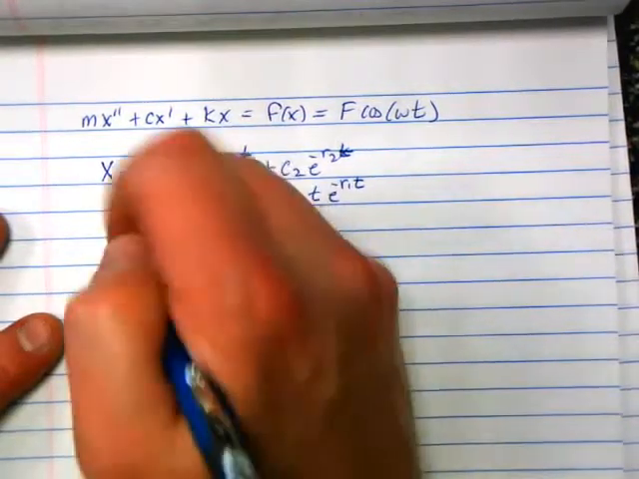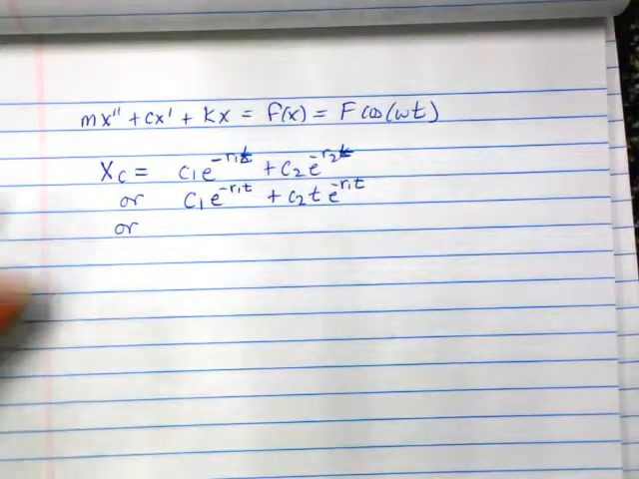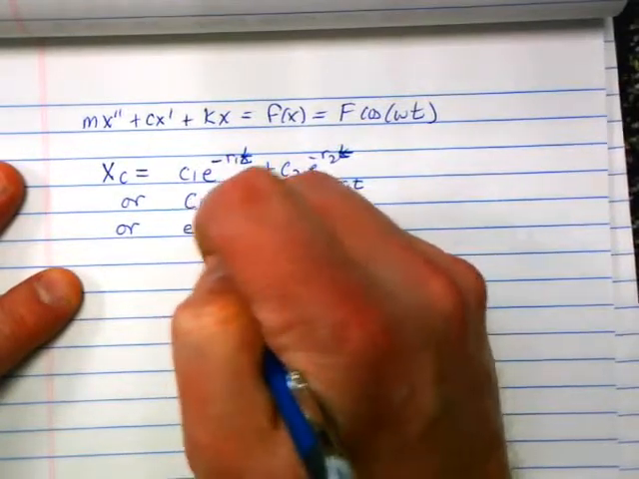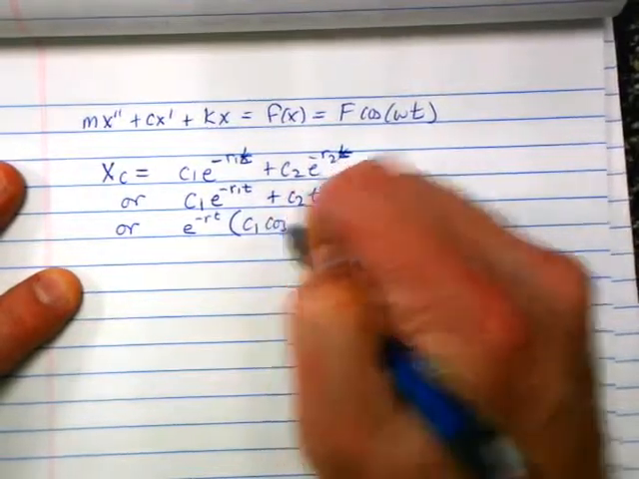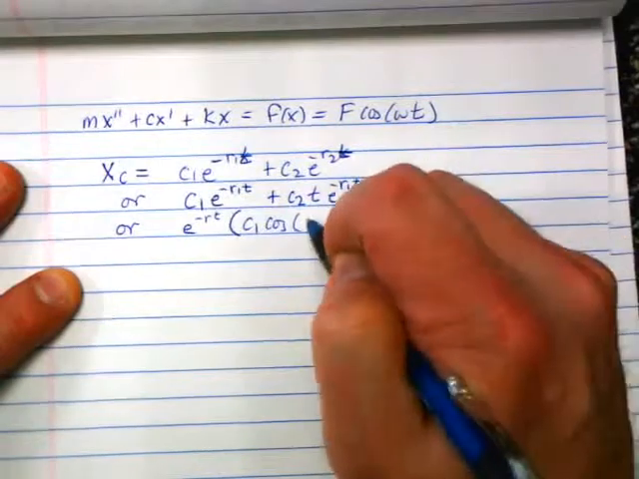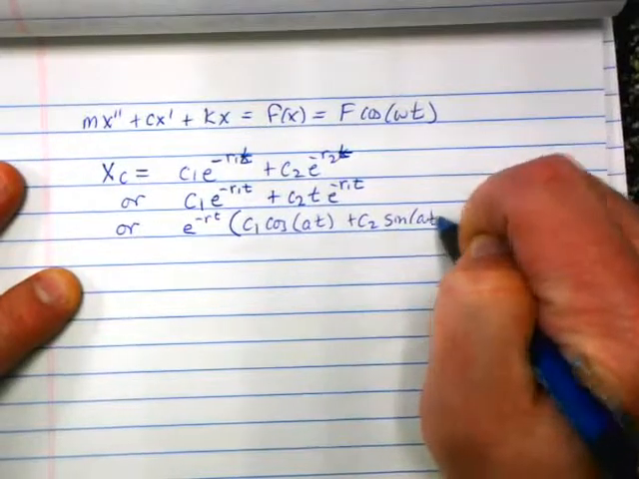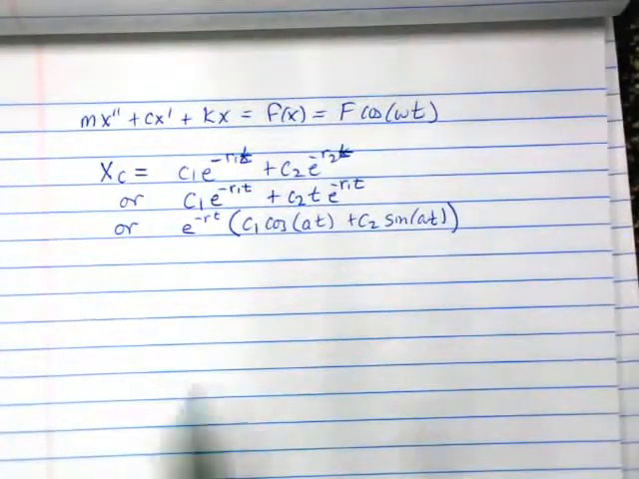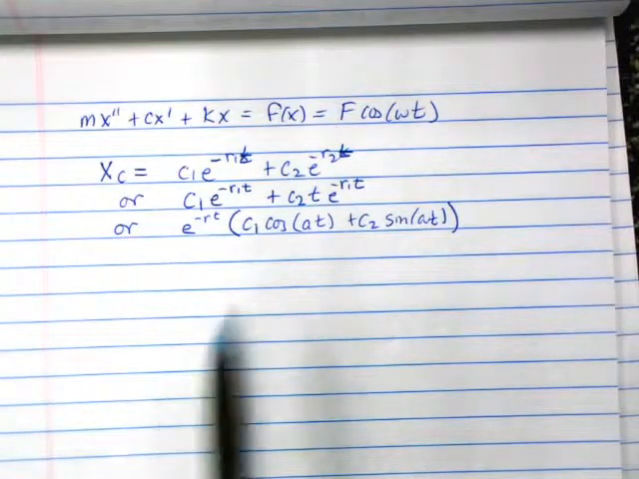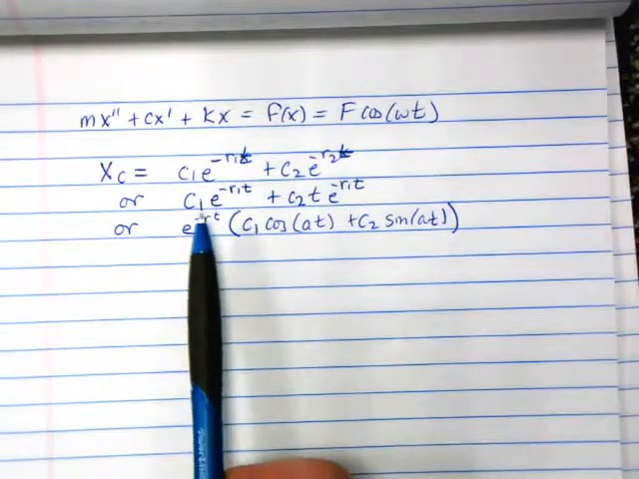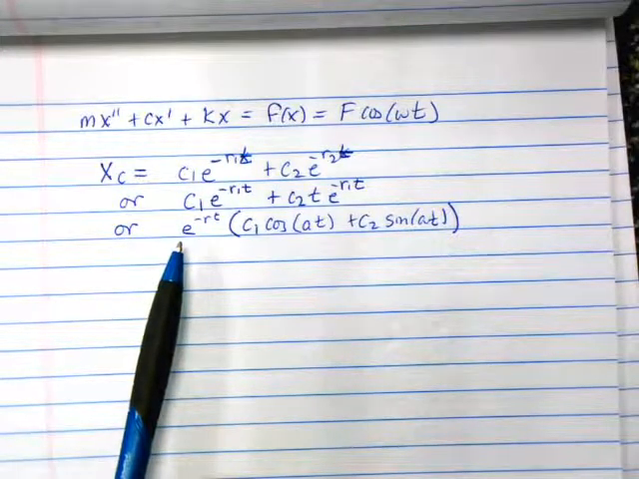Or the third possibility was that we ended up with two complex solutions. So the equation might look like e to the minus rt times C1 cosine at plus C2 sine at. And once again, what's going to happen when t gets big? It goes to 0 because you've got this e term. So in any case, your complementary solution, as t gets large, is going to go away, isn't it? It's going to get close to 0.